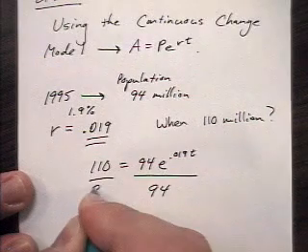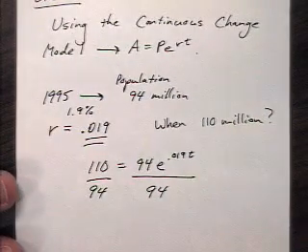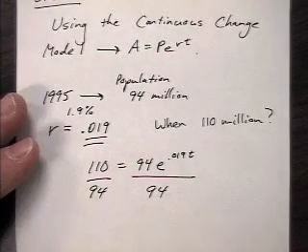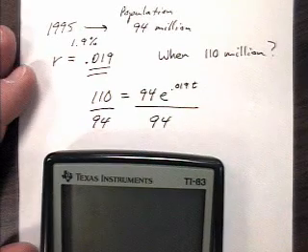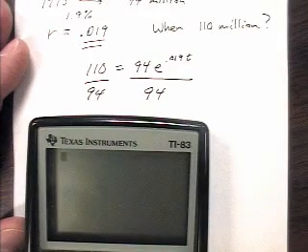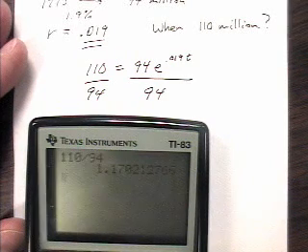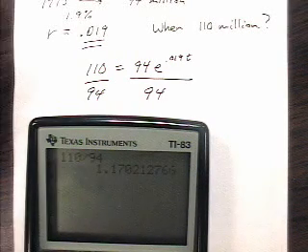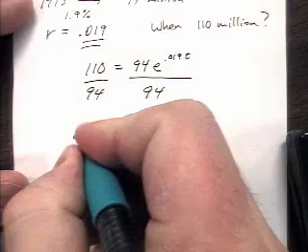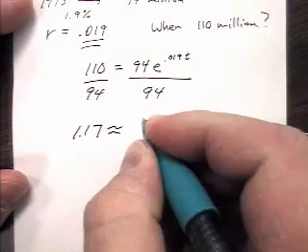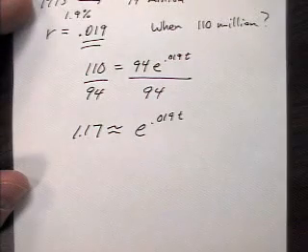So we're going to divide by the 94 million. Yes, we are dealing in millions, so I don't have to worry about putting all those zeros in. 110 divided by 94 is approximately 1.17. So 1.17 is approximately equal to e to the 0.019t.